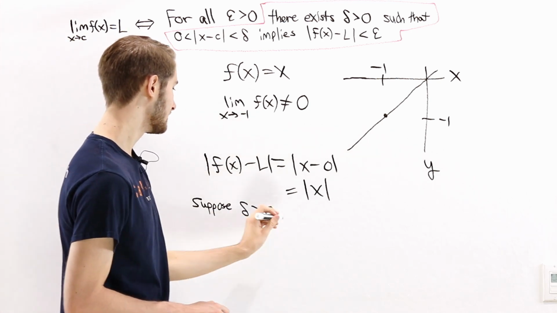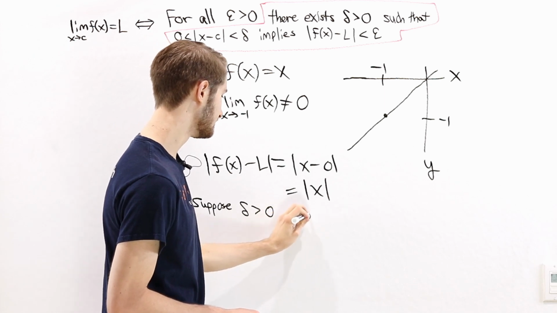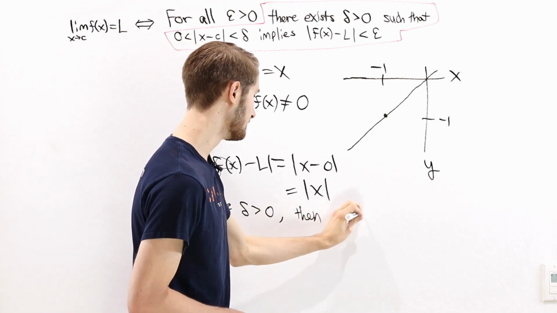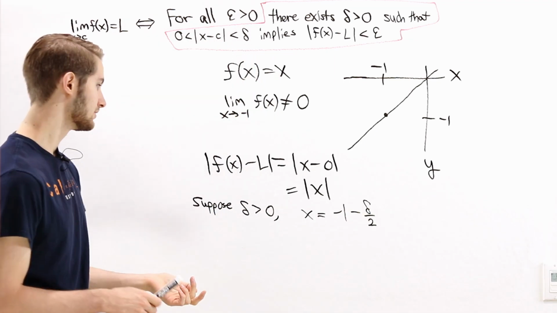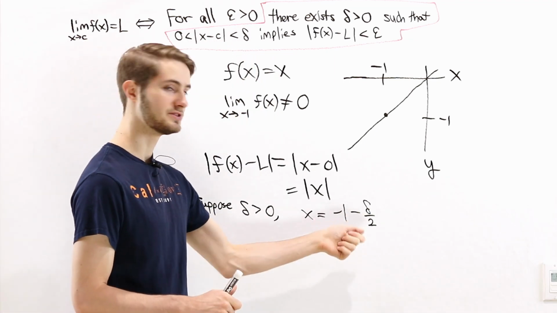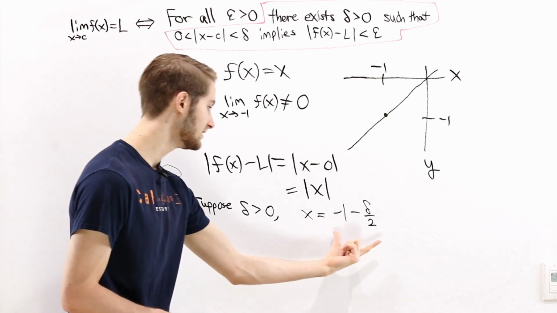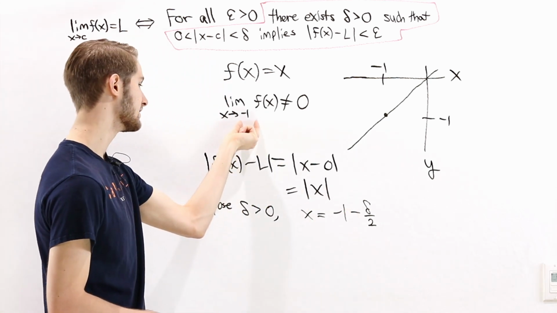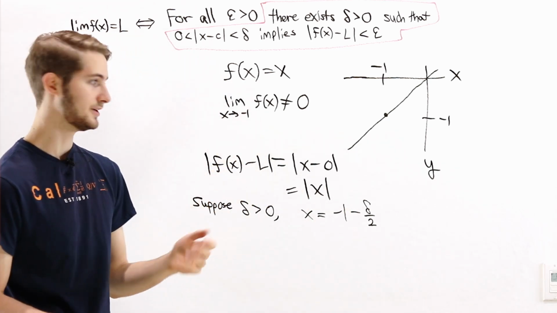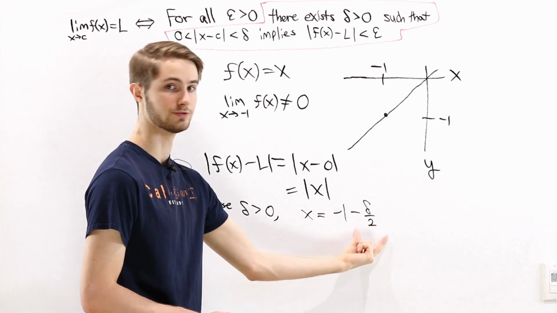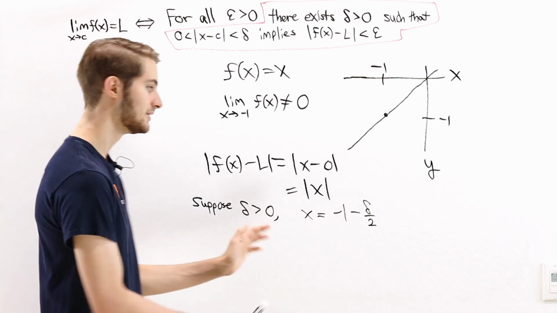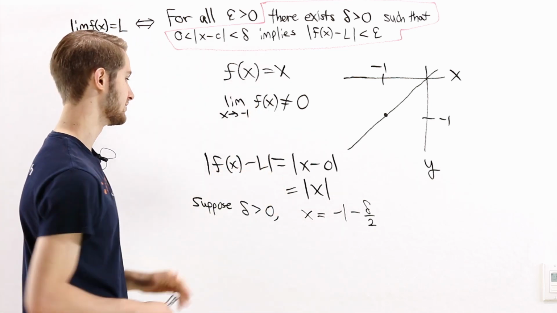Well, in order to do that, we can take the value of -1 minus delta over 2. Now the reason we look at the value -1 minus delta over 2 is that we want the distance from this to -1 to be less than delta. So if we just take -1 and we move over by a value of delta over 2, which is less than delta, we know we're going to stay inside that range.